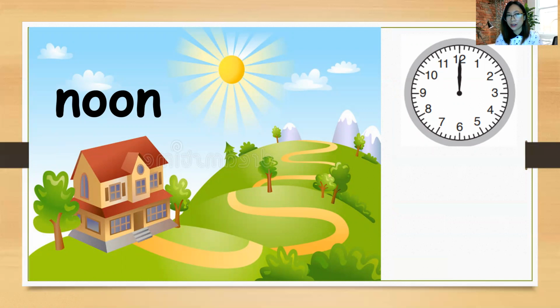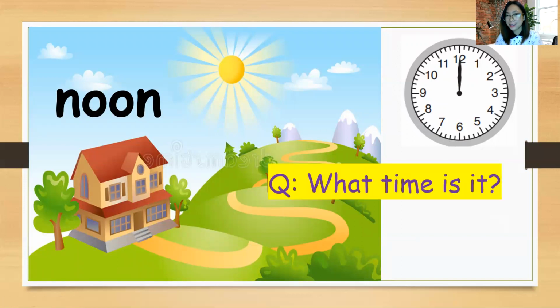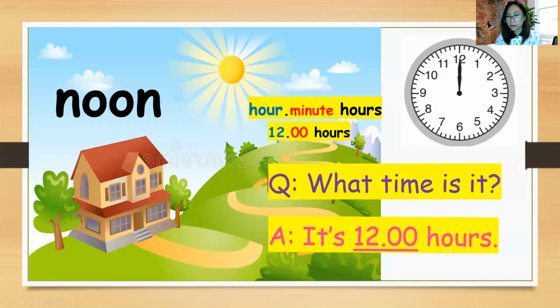Noon. Let's look at the picture for noon. Here we have both the hour hand and minute hand pointing to the same direction. Let's guess the time. What time is it? Okay, we have our format, hour, minute, and hours. The answer is 12 hours. It's 12 hours.